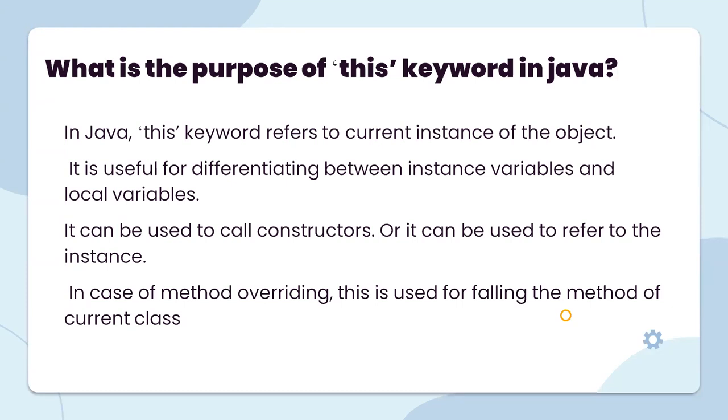It is useful to know this if you are a Java developer, like with getters and setters. You are developing one local variable initialized in the parameters and one global variable declared at class level, and the global variable is to be initialized from the local variable. How? By using the this keyword. So we write this dot, and mention the variable which you are using inside that argument. This is the use of the this keyword. It can be used to call a constructor or to refer to the instance as well. In case of method overriding, it is used to refer to the method of the class.